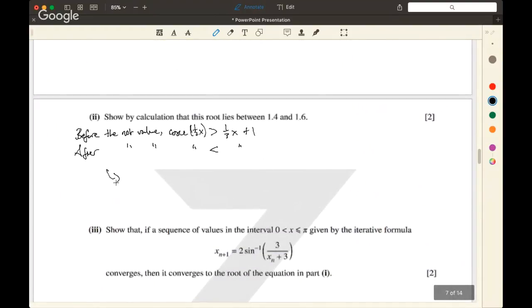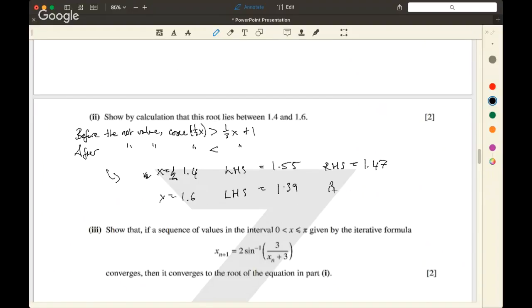So the key to doing this is just to evaluate it. If x is equal to 1.4, then the left-hand side with the cosec is equal to 1.55, and the right-hand side is equal to 1.47. And when x is equal to 1.6, the left-hand side is equal to 1.39, and the right-hand side has gone up and equal to 1.53. So we're happy with this. You can see that the right-hand side is increasing and the left-hand side is decreasing, as in our graph.